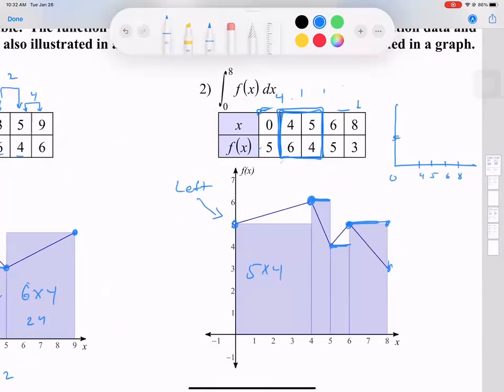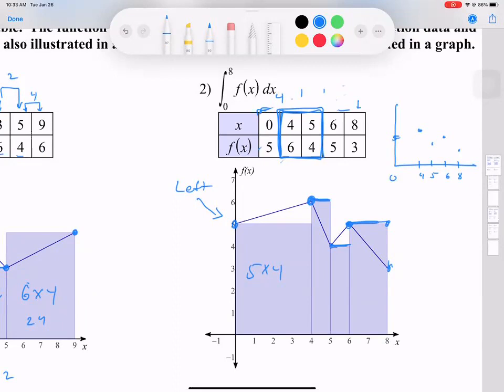This is 5. This is 6. This is 4, a little bit lower. This is 5. This is 3. Just draw the dots. Please, just draw the dots. And then we pick the left dot.